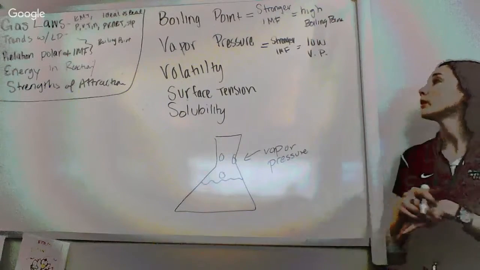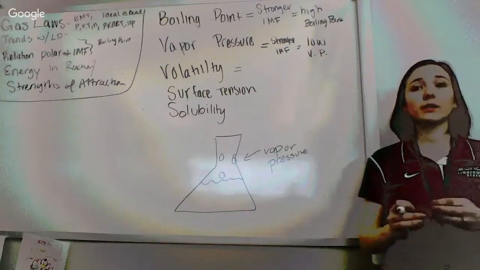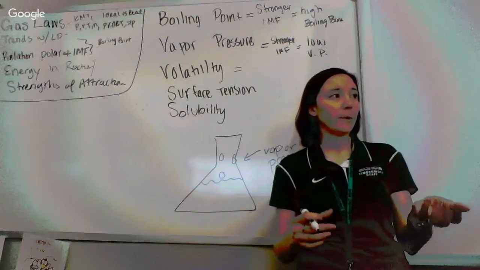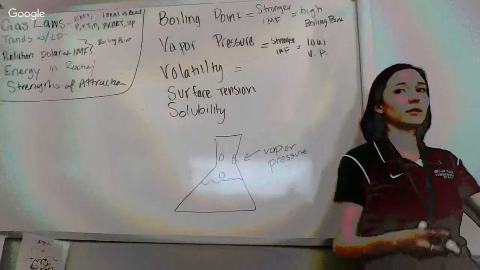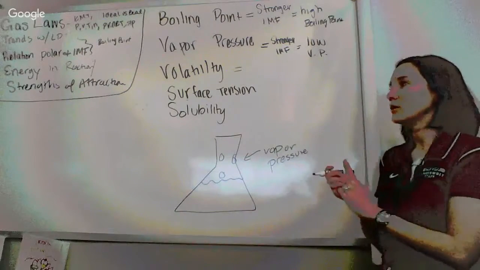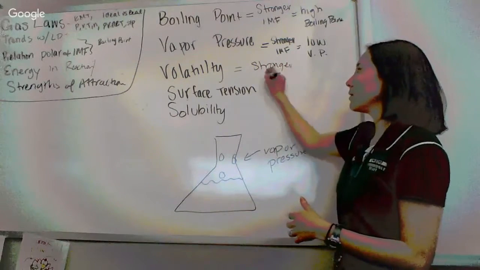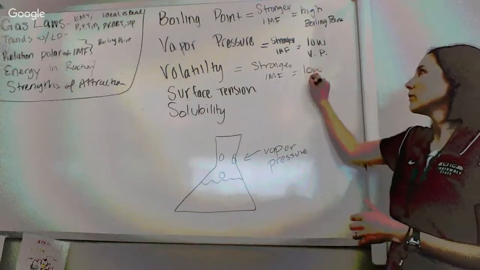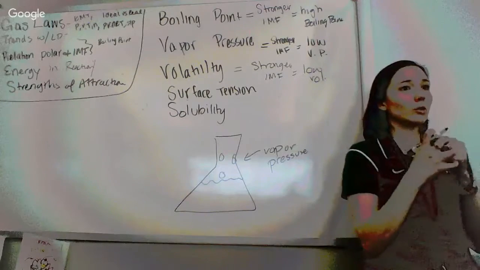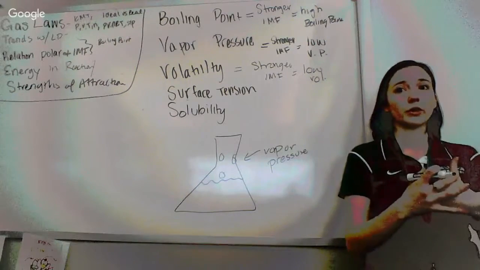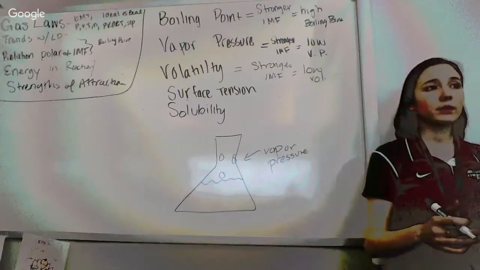Okay, volatility goes right along with the idea of vapor pressure, really similar concepts. Volatility is the likelihood of it to be able to evaporate. Kind of like somebody that's really volatile, it doesn't take a lot of work to make them mad. They'll explode on you with no work. Same thing happens with molecules. So the stronger the IMF, the lower the volatility, because the less likely it is to evaporate. They hold together really well. Weak intermolecular forces break apart really easily, so weak intermolecular forces would have high volatility.